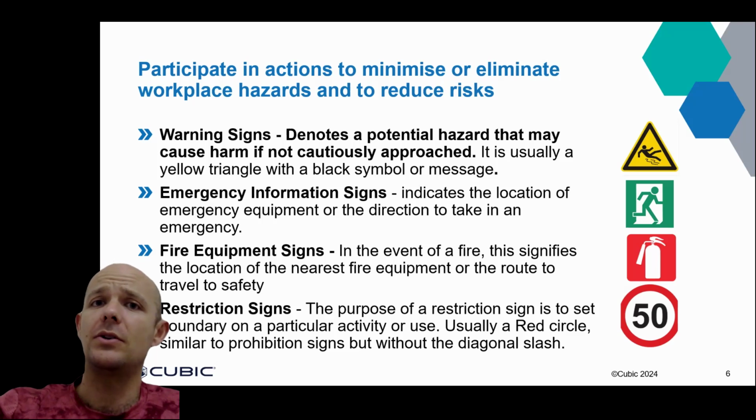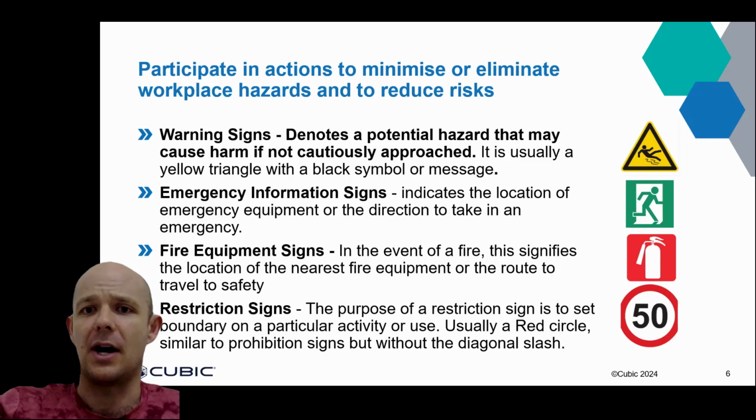If you drive as well, you might see those recommended speed signs. They're also yellow and black. Maybe it's around a turn, or maybe it indicates a high wind area. It's just approach it with caution. Then there's emergency information signs. So denoted by that green man there, obviously indicating an exit or a pathway to an exit. So it indicates the location of emergency equipment or a direction that you need to take in that emergency.